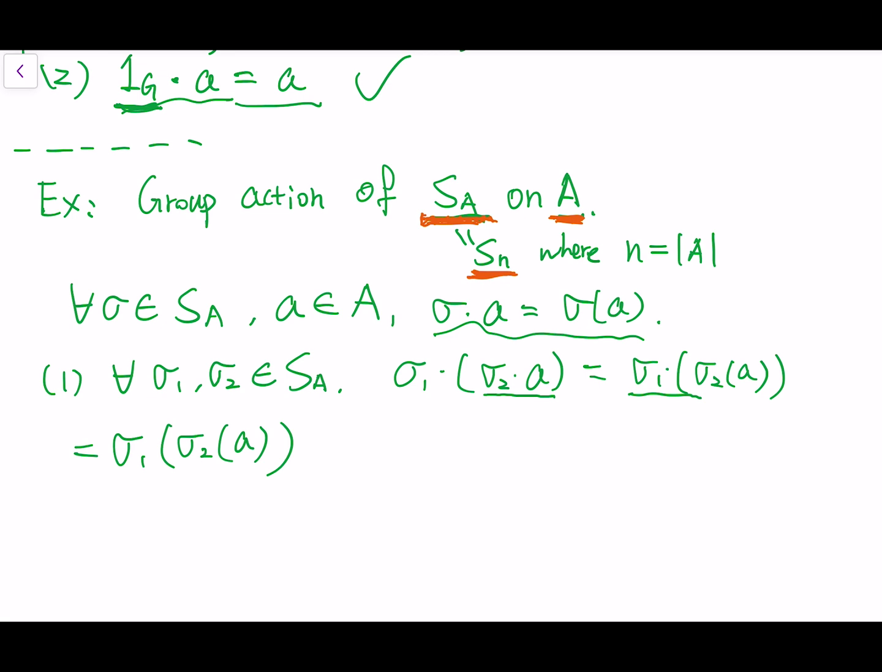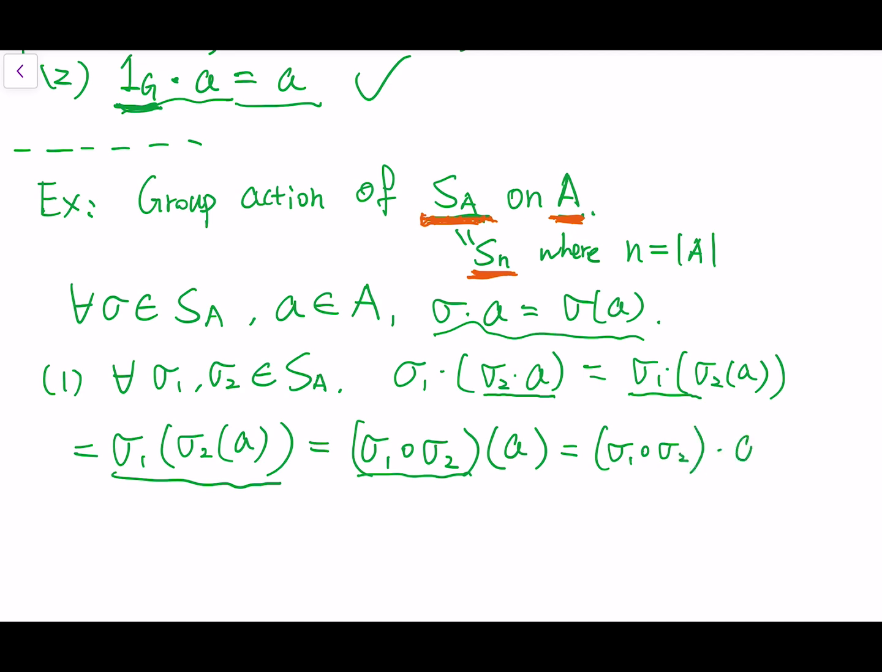So then, because the permutations are bijection maps, this format just means that we have a composition of sigma 1 and sigma 2, and it maps A to another element A in the capital A. And this again equals sigma 1 composite with sigma 2 act on A, because of this equation, which defines this group action.